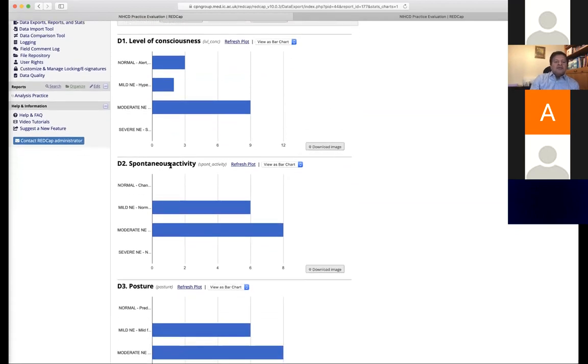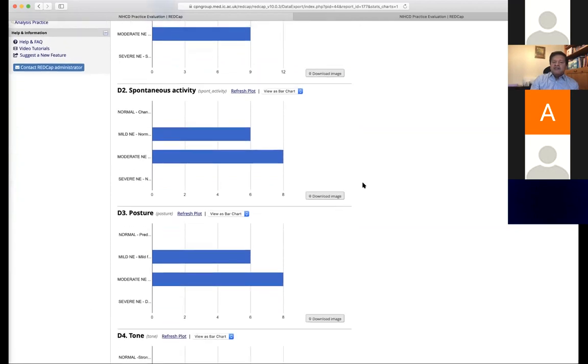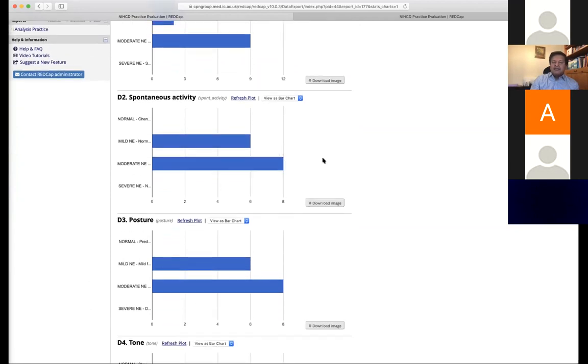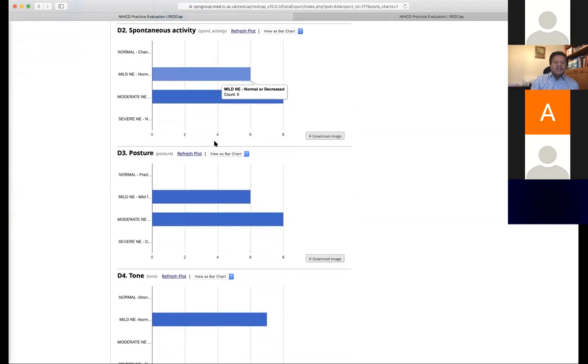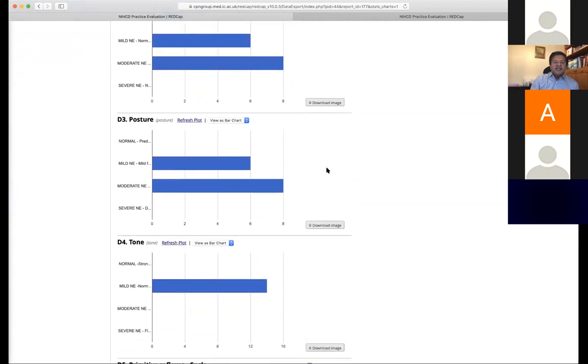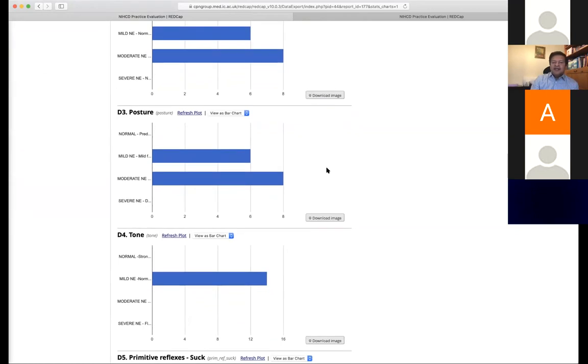So spontaneous activity, yes, that's definitely decreased. Now the question is whether it's severely decreased or mildly decreased. Some of you have given that under moderate and some of you under mild. The posture, like I said, was slightly increased. It's not markedly increased.